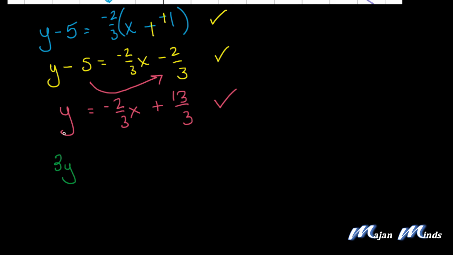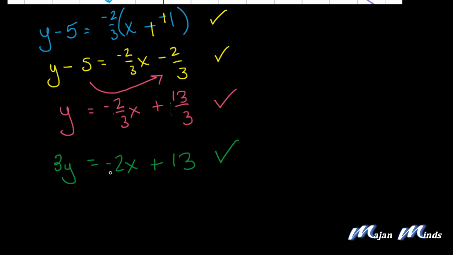When I multiply this side by 3, I get 3y. When I multiply this piece by 3, the 3 that I multiply by and that 3 will cancel, and I'll have minus 2x. And when I multiply this piece by 3, I'm going to get 13.